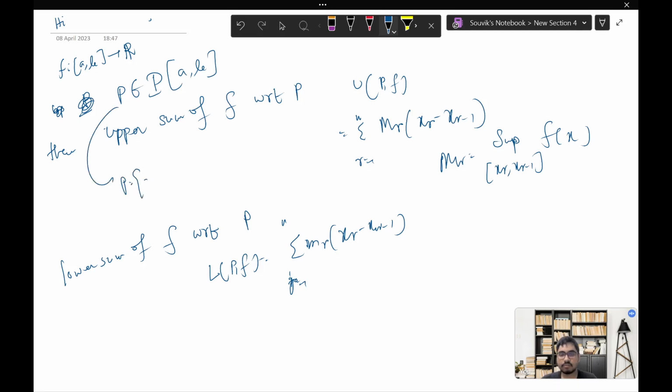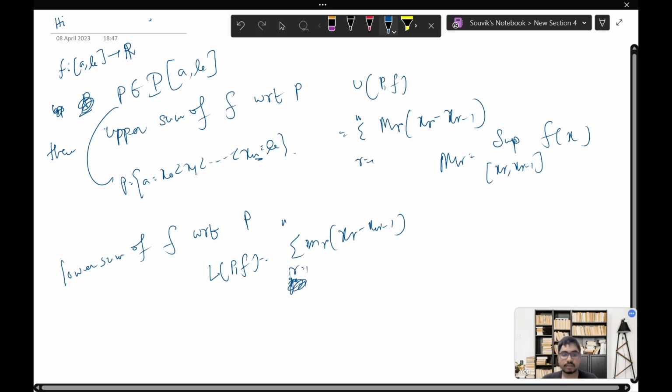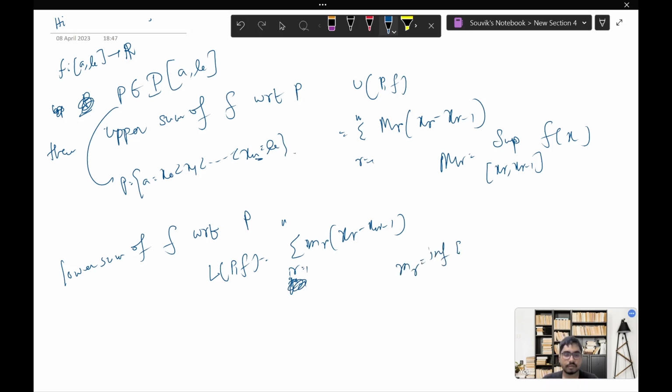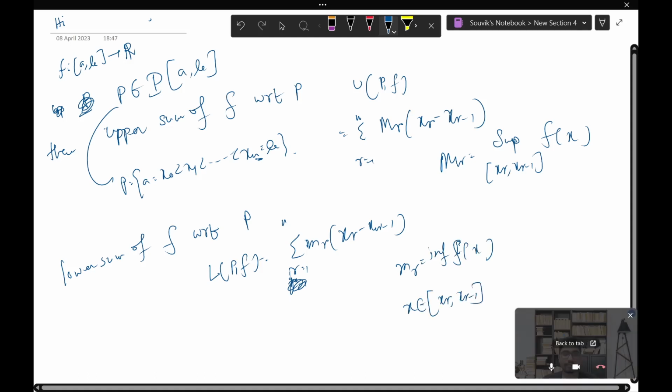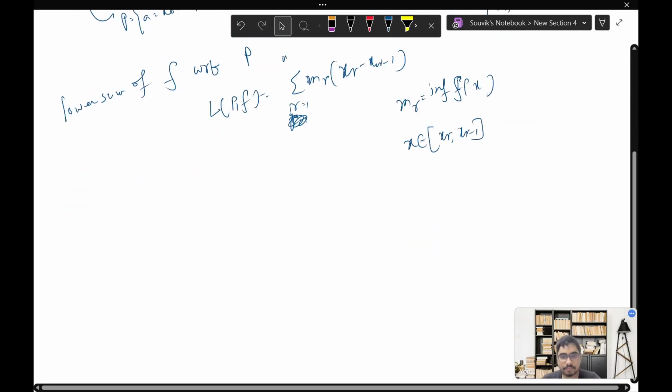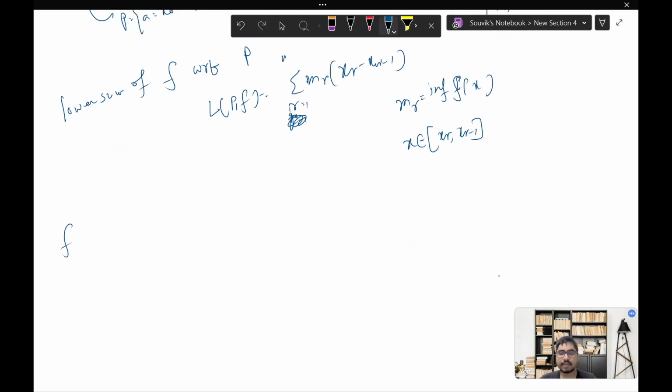And by the way, P is the partition, so P is a = x0 < x1 < ... < xn = b. So r equal to 1 to n, and small m_r is equal to the infimum of f(x), x belongs to [x_{r-1}, x_r].